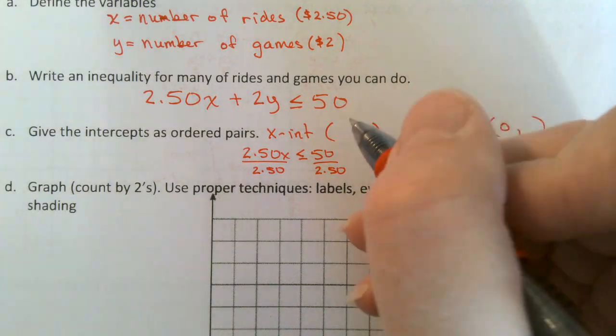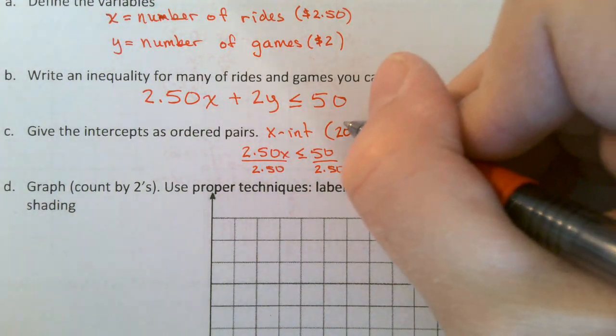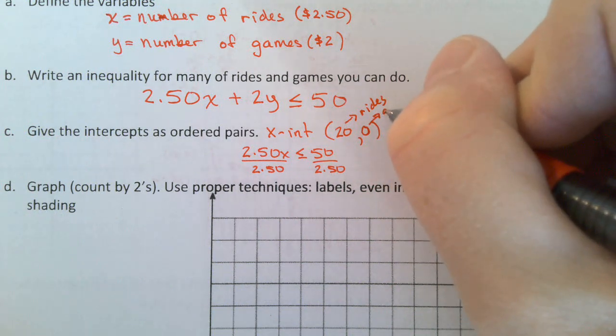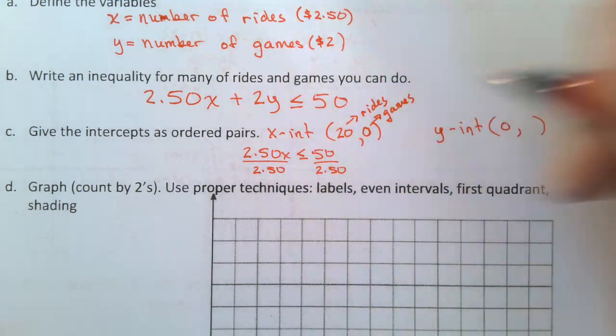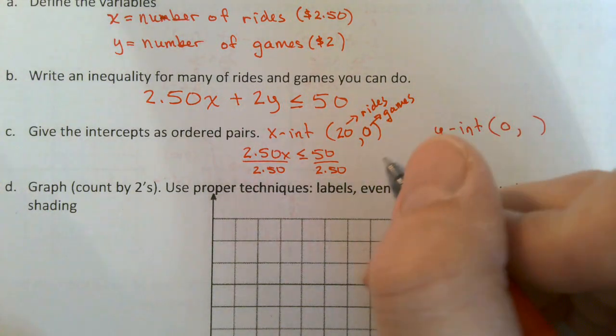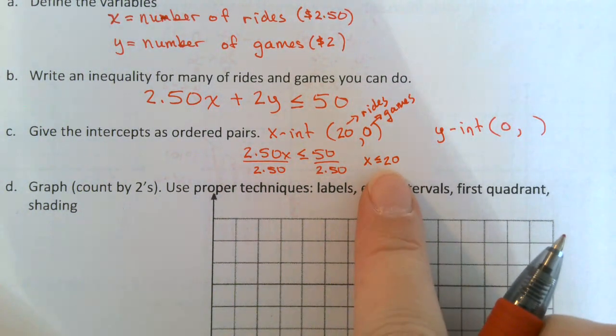Yeah, we should get 20. So what's that mean? That's 20 rides, 0 games. So if I want to only do rides, I can do 20 rides. That's my maximum, so I'm going to write that down. X has to be less than or equal to 20. Okay, so that's going to help me graph.